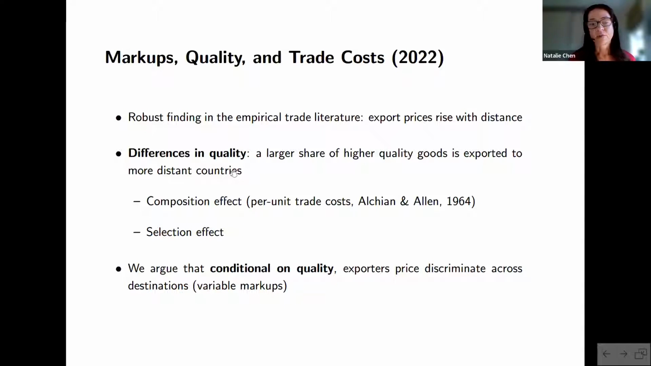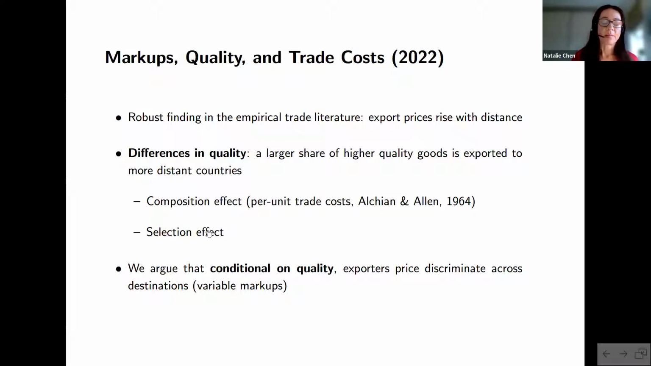So this effect could arise for two main reasons. The first could be a composition effect that could be due, for instance, to the presence of per unit trade costs, as suggested by Chen and Allen. Or it could also be due to a selection effect in the sense that firms simply choose to export higher quality goods to more distant markets only.